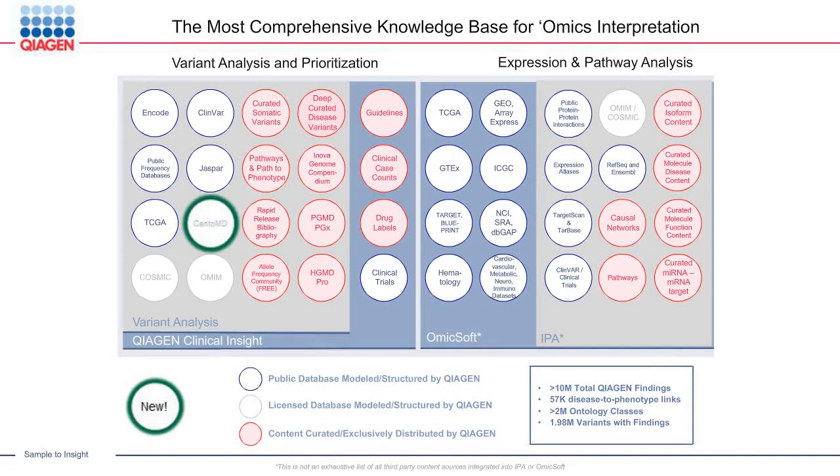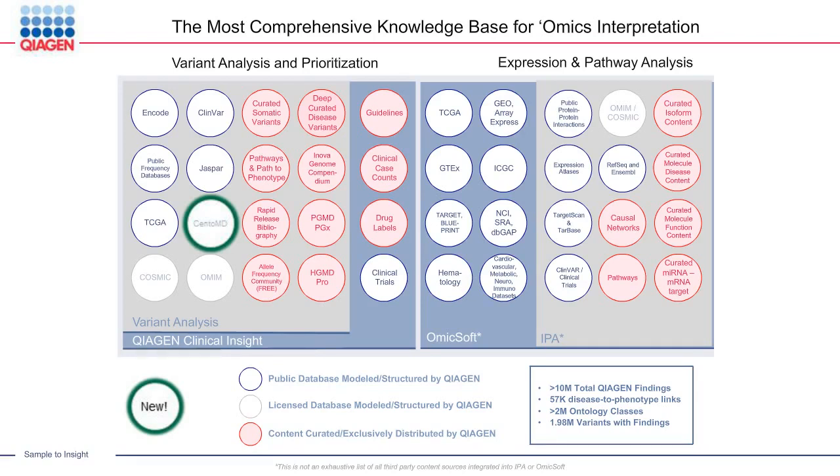I'll point out specific sources within the knowledge base later in the talk, but here, especially on the left-hand side, you'll see that there are several data sources that we've included here in our variant analysis and prioritization tools. But I wanted specifically to point out the recent inclusion of CentoMD, which we're really excited about, as it's the world's largest mutation database for rare diseases.